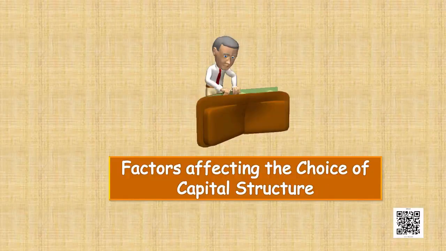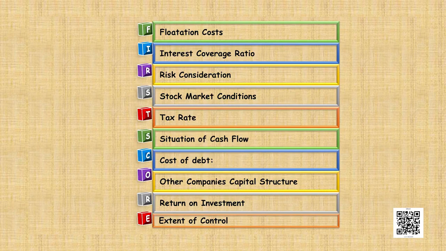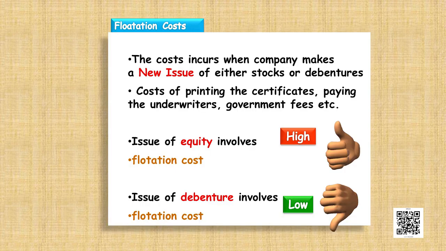Now, let us move ahead and discuss the factors that affect the choice of capital structure. So, the first factor of capital structure is flotation costs. These are the costs which the company incurs when the company makes a new issue of either stocks or debentures. It involves costs of printing the certificates, paying the underwriters, government fees, etc.